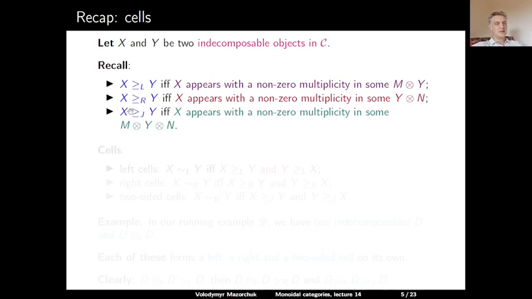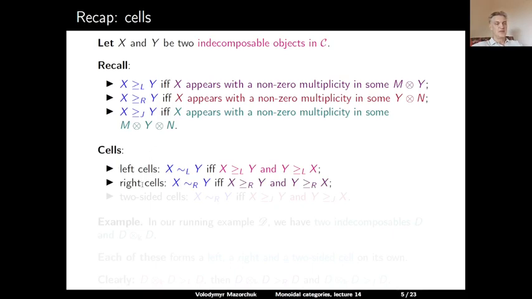And X is two-sided greater than or equal to Y if and only if X appears with a non-zero multiplicity in some tensor product of the form M tensor Y tensor N. Up to isomorphism, this is well defined in a monoidal category. And we also have the natural notion of cells. Two elements are left equivalent if and only if each of them is left greater than or equal to the other element. So left equivalence classes are left cells.